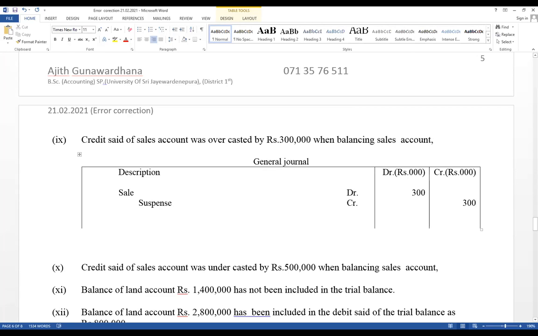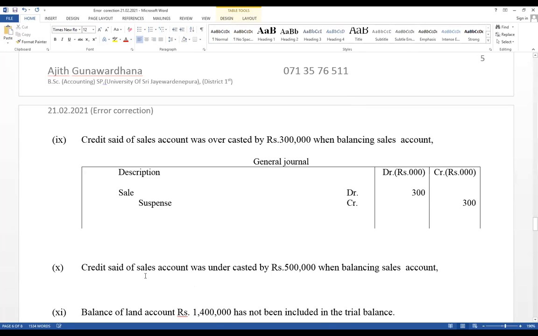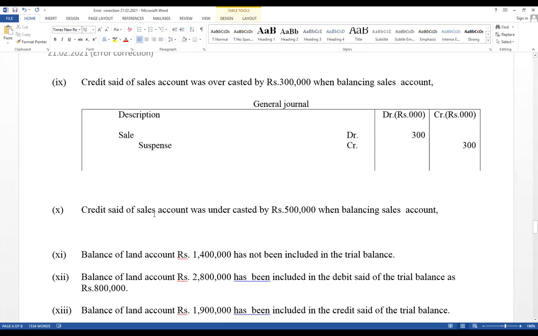When balancing a ledger account, if errors occur, those definitely affect suspense accounts. Next one, the 10th one. The credit side of the sales account was undercasted when balancing the ledger account. Now credit side undercasted. Think about this one. The 9th one, credit side of sales account overcasted, therefore sales account debit, suspense account credit.